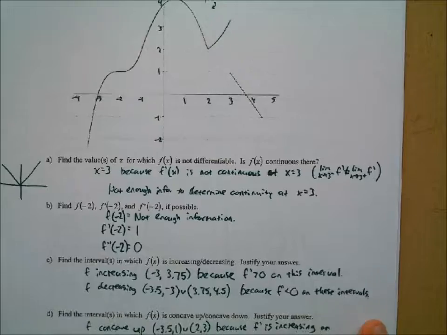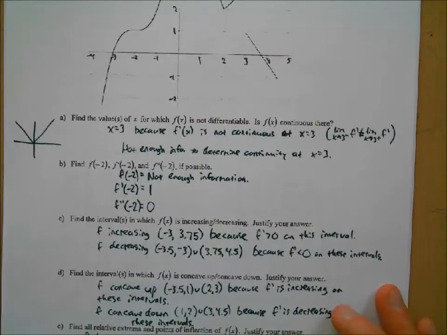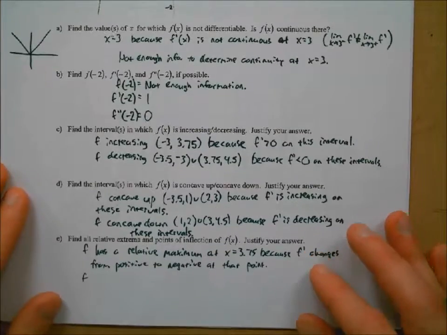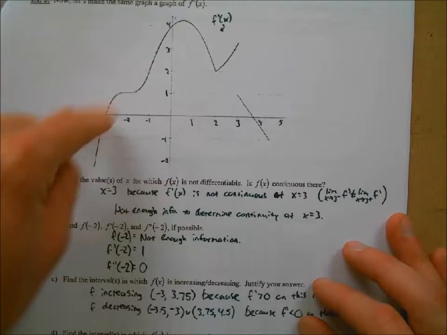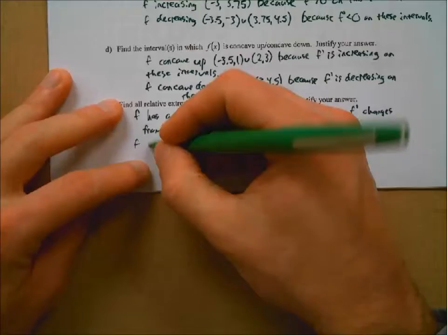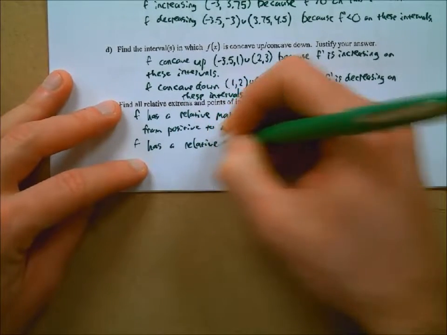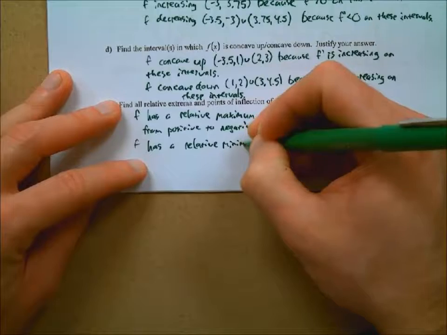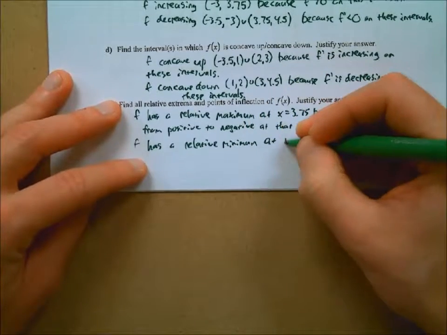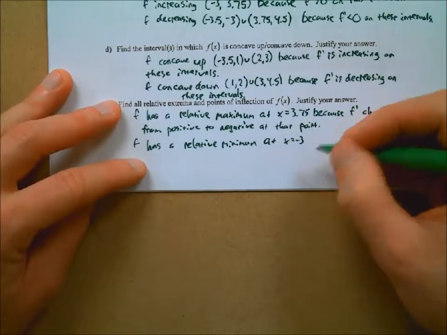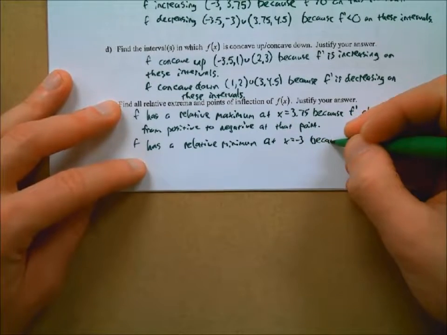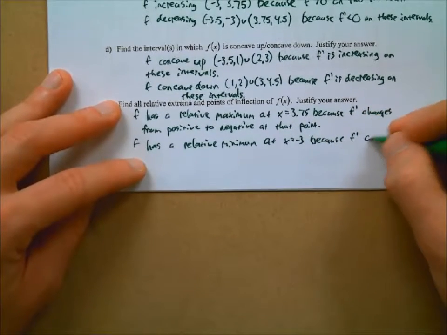Do we have a relative minimum? So if f prime changing from positive to negative indicates a relative maximum, do we have a relative minimum there? Yeah, negative to positive at negative 3. And again, because f prime changes from negative to positive at that point.